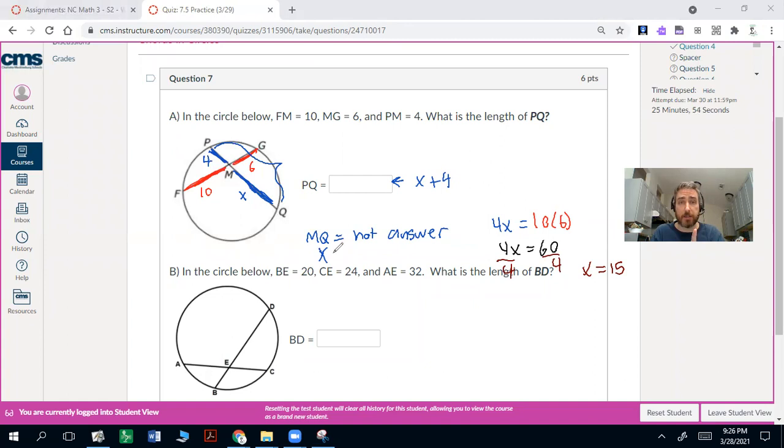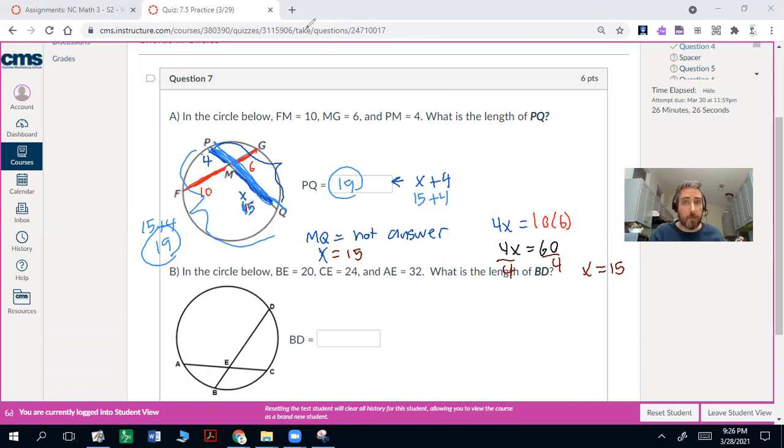So 15 is x. This length here is 15. 15 times 4 is 10 times 6. However, PQ is 19 because we're going to add 4 to that. So P to Q, this whole thing, is going to be 19. 15 plus 4 is 19. Okay?